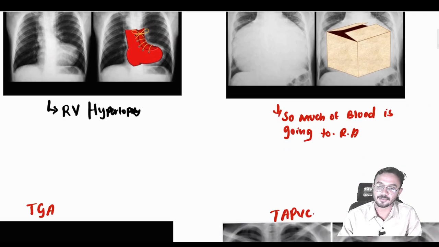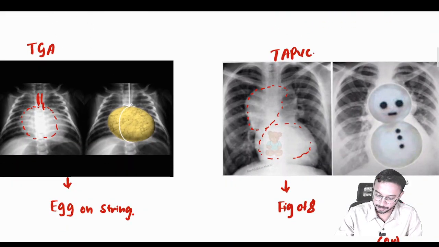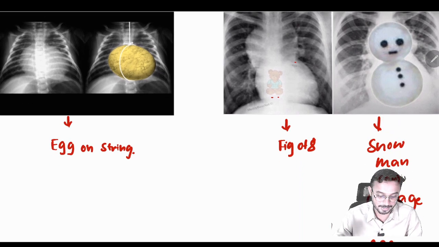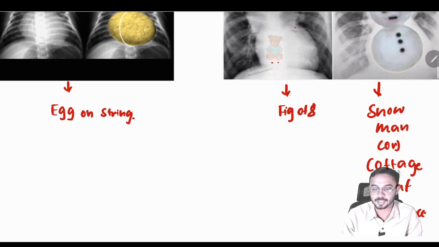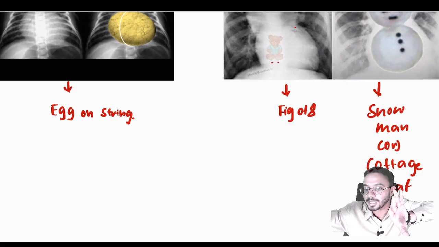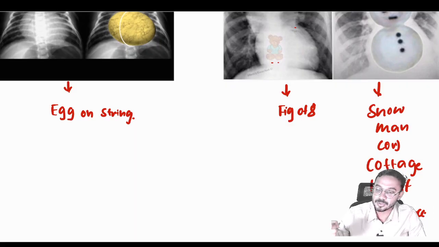Why does it appear as an 8? The SVC gets dilated. Whenever the superior vena cava dilates, it pulls the right atrium toward this side, and together they look like an 8. So due to this SVC dilation, you get the figure of 8 appearance.